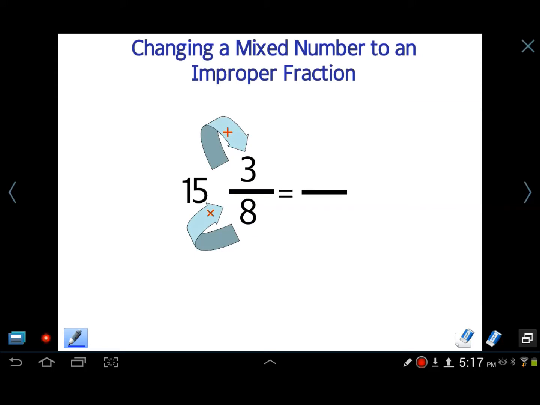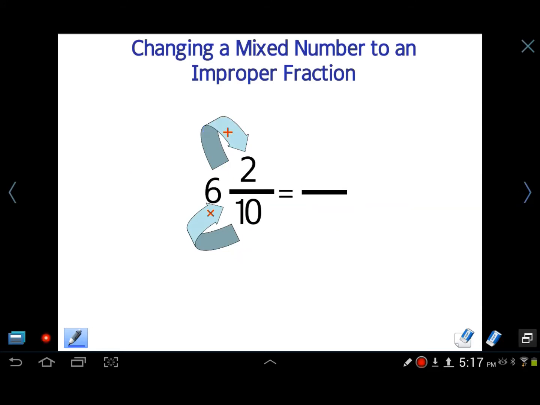Okay, let's start with 8 times 15. Now 8 times 15 is 120. Okay? Then you do 120 plus 3. 120 plus 3 is not difficult. 123 over 8. So that's 123 eighths.